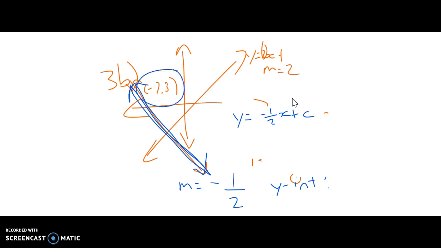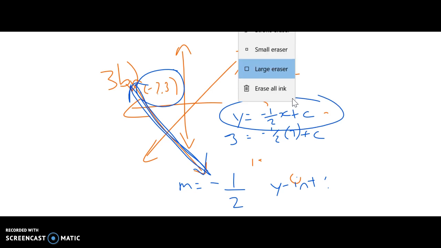But you have a point. So you're simply going to sub in negative 7, 3. So you're going to get 3 equals negative half times negative 7 plus c. Easy peasy, find c and then substitute c into your general equation and you've got slope-intercept form. Alright, for c, let's go.